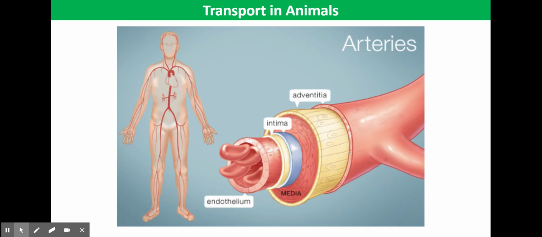The wall contains three key layers. The inner layer, which consists of a thin layer of elastic tissue, which allows the wall to stretch and then recoil to help maintain blood pressure. A middle layer, which consists of a thick layer of smooth muscle. And an outer layer, which is a relatively thick layer of collagen and elastic tissue. This provides strength to withstand the high pressure and recoil to maintain the pressure.